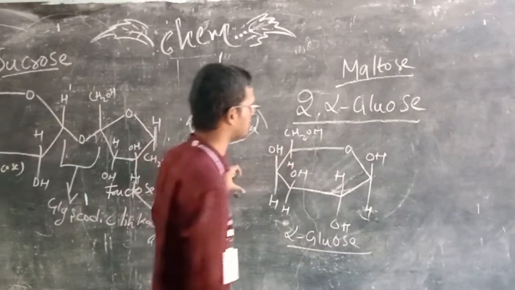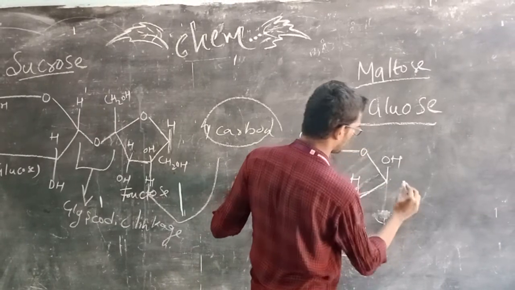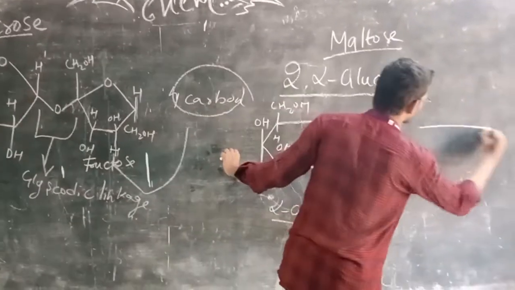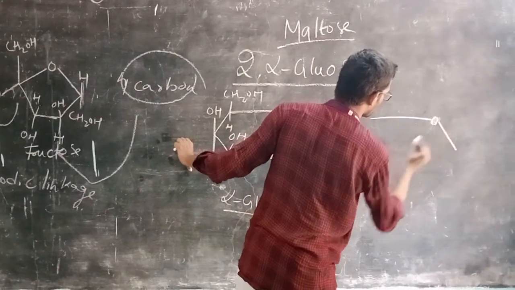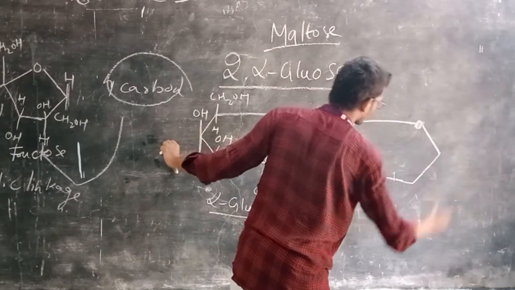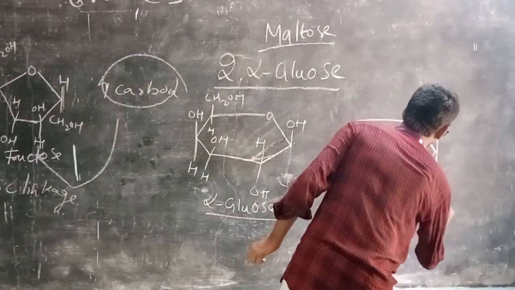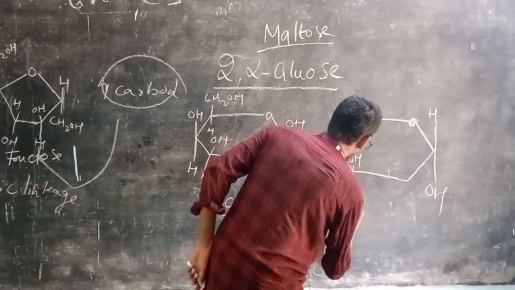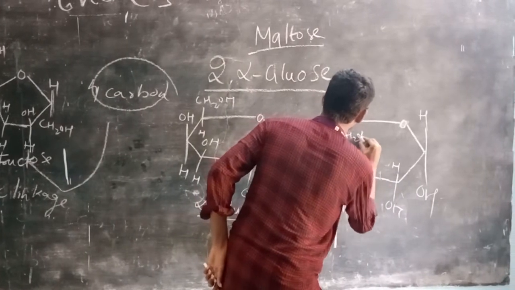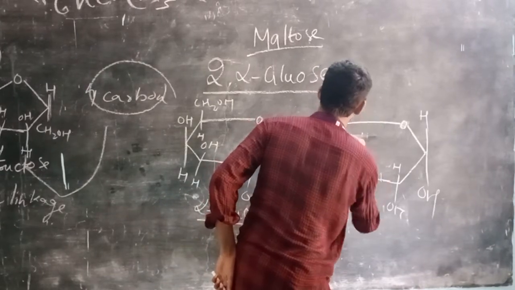A bond is formed between these two. Here we can see the bond formation. This is alpha glucose. We are going to draw another alpha glucose here. This is the O bond. We should draw alternate bonds here. H, OH, OH, H, H, OH, CH2OH, CH2OH and H.